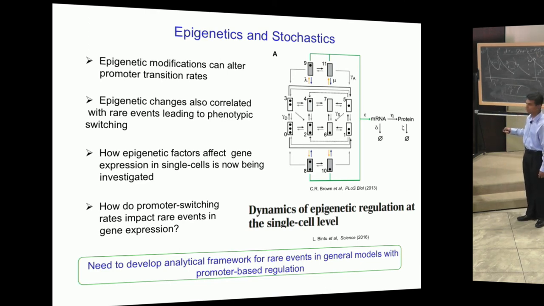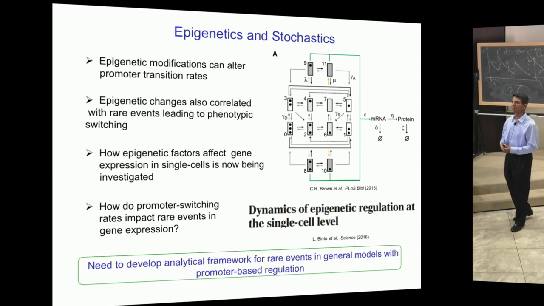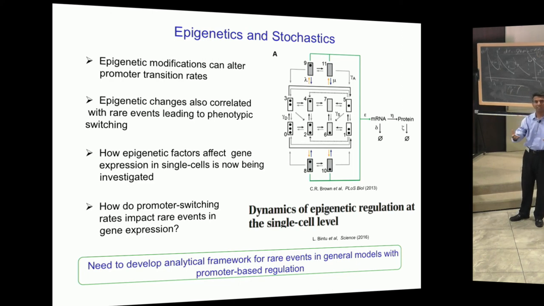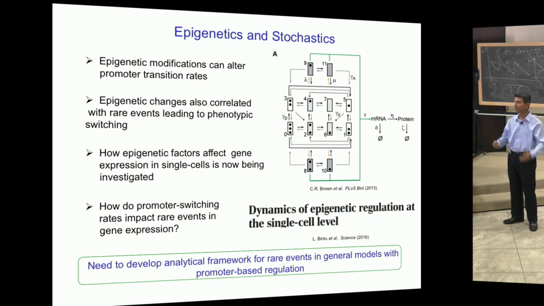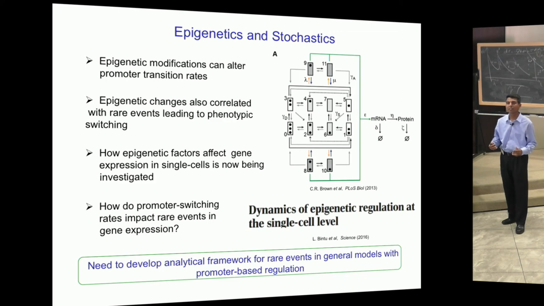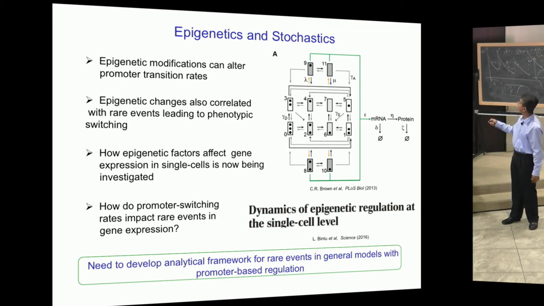And what Michael Elowitz's group has shown is, given that the promoter can exist in different configurations, what is the role of epigenetic modifiers? If I take some enzyme that's an epigenetic modifier, how does that affect dynamics of expression from the promoter? They looked at it at the single cell level, and what they found is that epigenetic modifications affect promoter transition rates. So the rates of transition between different promoter states are impacted by different epigenetic modifications in different ways.